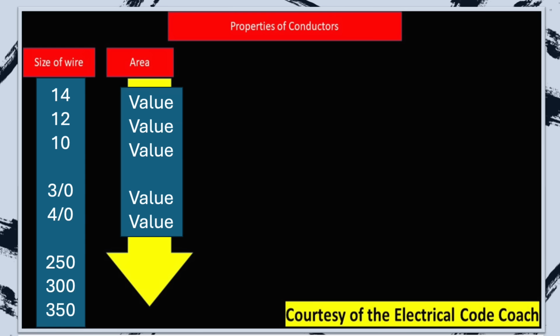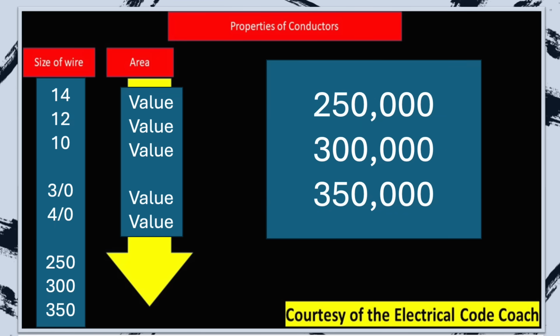And the reason is because the left-hand side of this table, the 250, 300, and 350, are already showing you what the circular mils are in KC mils. So we have 250,000, 300,000, 350,000. So once you get past 4/0, you're going to get into 250, 300, 350, and all you have to do is add on the 3 zeros.